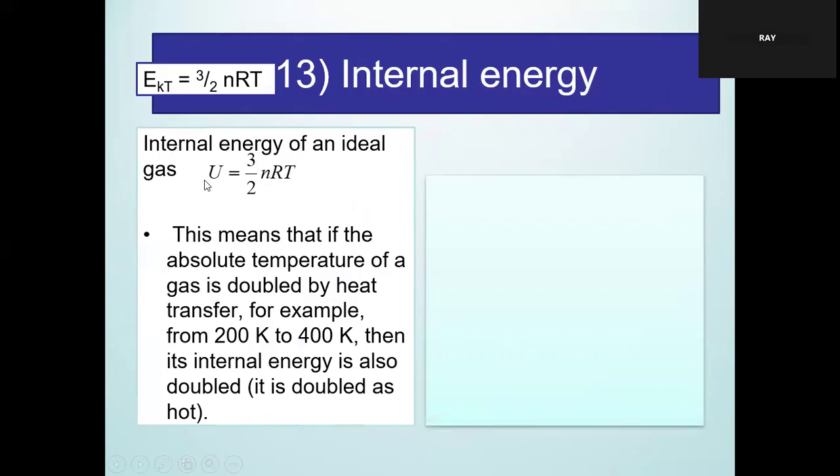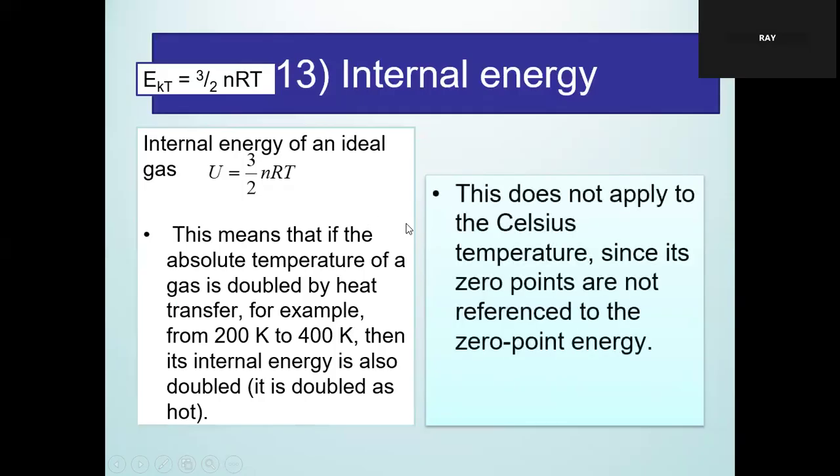So internal energy is this formula. What does it mean? It means that if the absolute temperature of the gas is doubled by heat transfer, for example from 200K to 400K, then the internal energy is doubled. That means it's twice as hot, the kinetic energy is doubled. Absolute temperature doubles, kinetic energy doubles. This doesn't apply to Celsius temperature, only to absolute temperature, since its zero point does not refer to the zero point of energy.